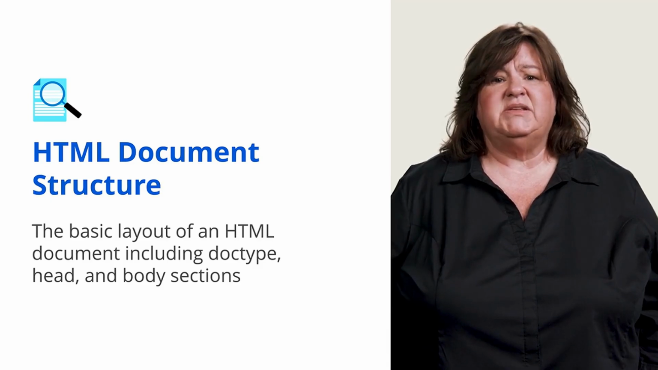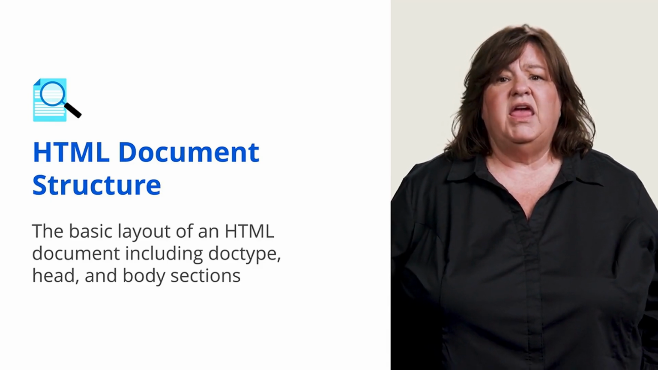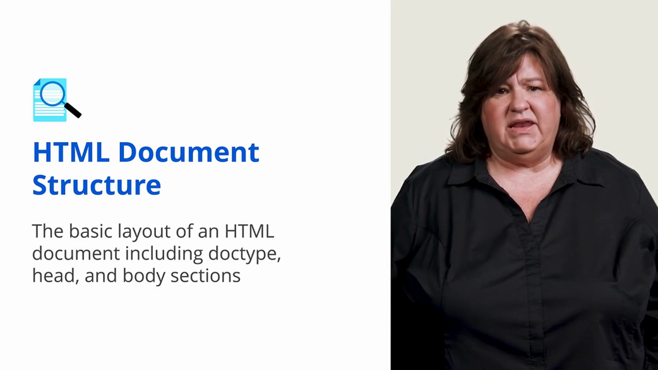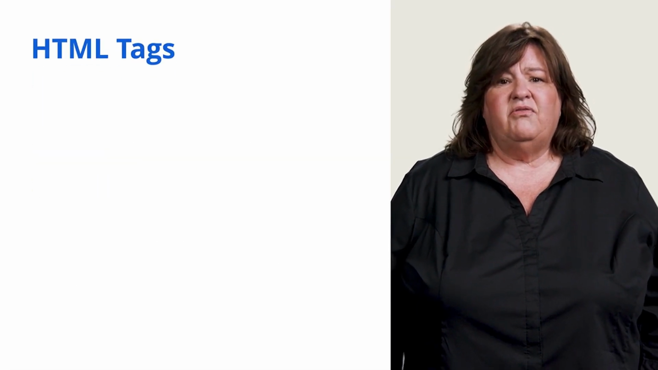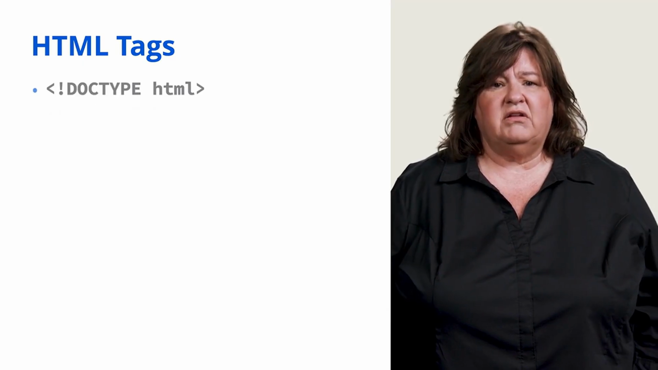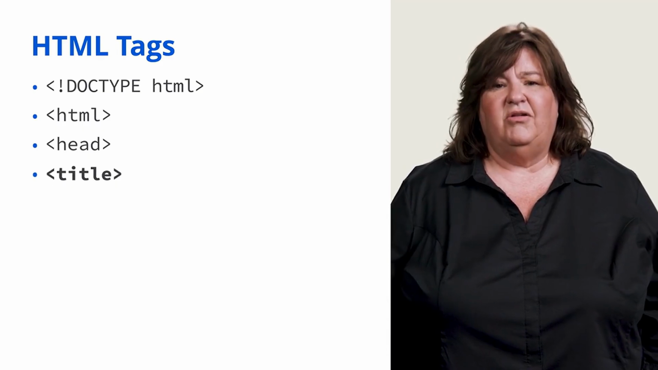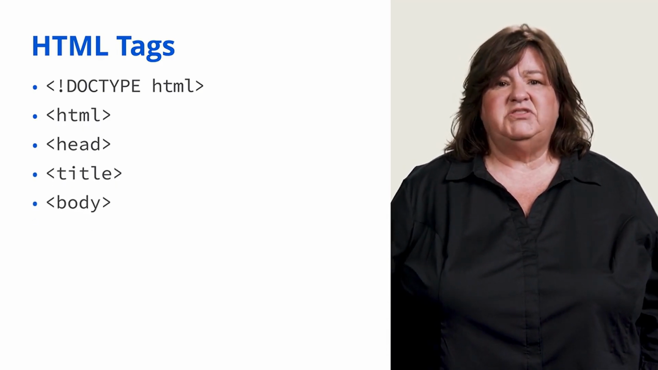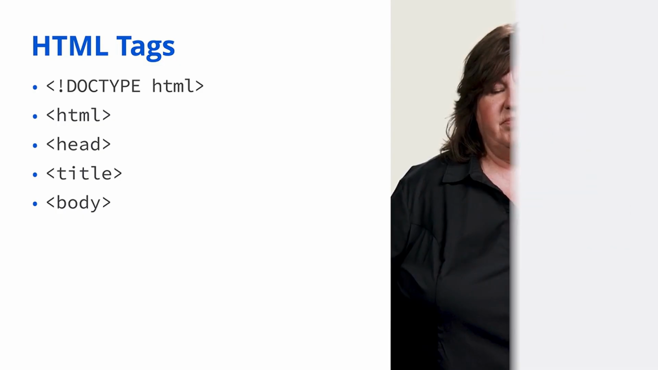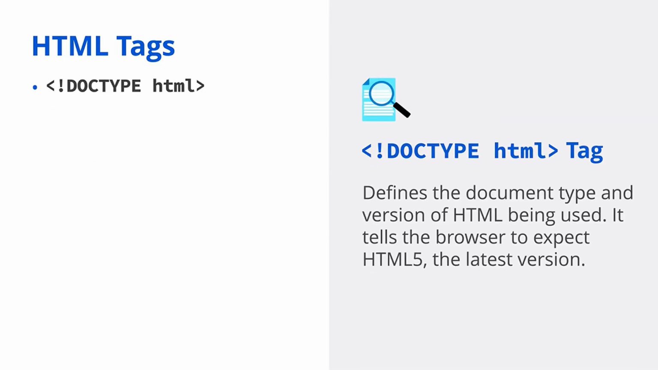HTML document structure is the basic layout of an HTML document, including doc type, head, and body sections. The 5 main tags that form this structure are doc type HTML, HTML, head, title, and body. Let's examine each of these types of tags. The doc type HTML tag defines the document type and version of HTML being used, much like a sign at the library entrance tells visitors what kind of library it is. It tells the browser to expect HTML5, the latest version.